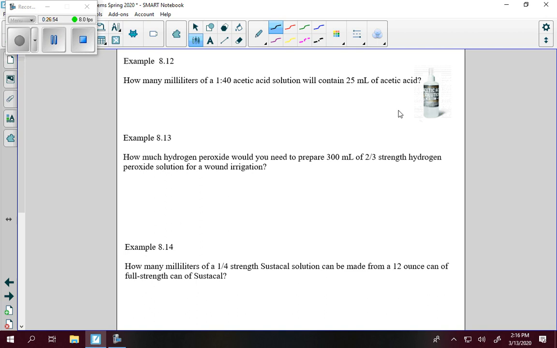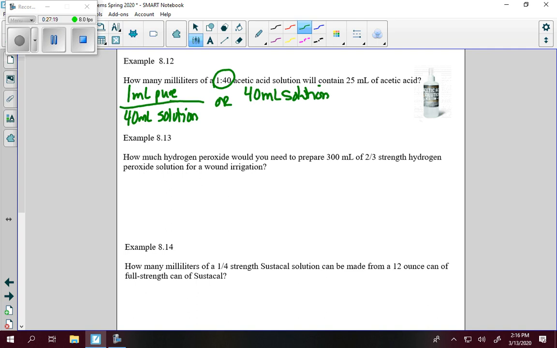So the first thing I'm going to look for is a ratio, percentage, or fraction, and I see this ratio is 1 to 40. So I'm going to say 1 milliliter pure to 40 milliliters total solution. And notice how I did label the pure in solution, because if I didn't, I would just want to cancel the milliliters and milliliters out. Or I could say 40 milliliter solution to 1 milliliter pure.